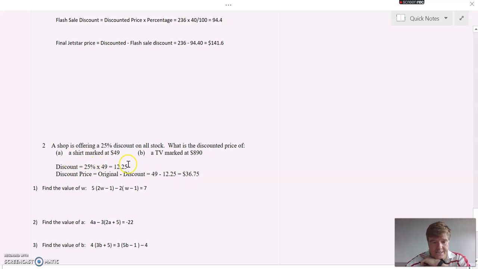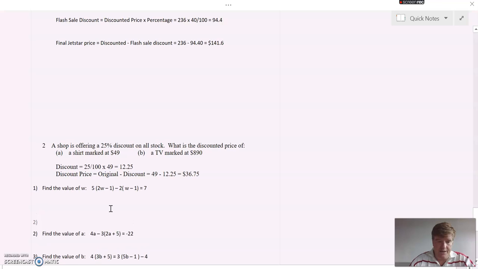So work out what that discount is. The original price by the percentage. 25% I've written here. Remember, that's the same as if you want 25 divided by 100. Percent just means per 100. Okay. Next one's going to be a little bit trickier.